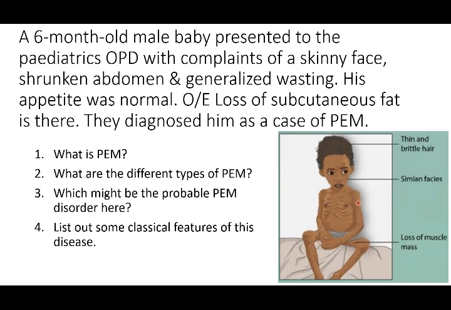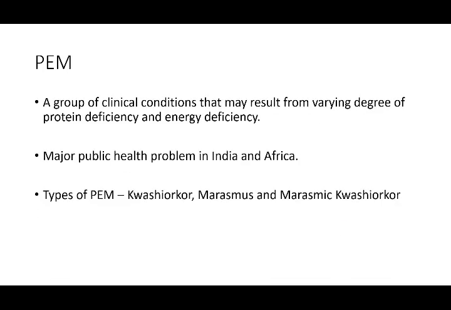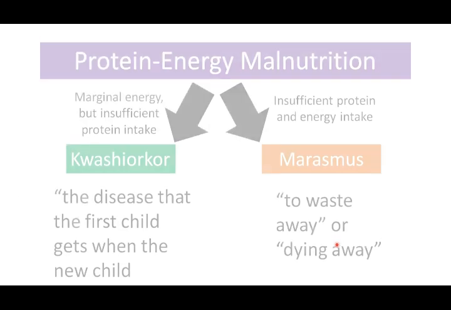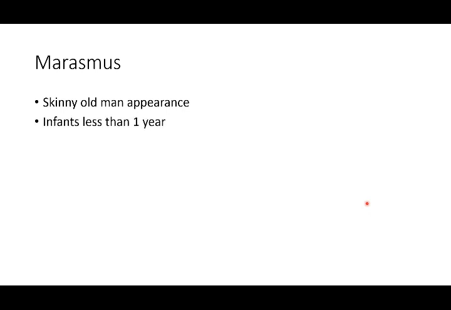You can diagnose easily that this is marasmus, that is, generalized wasting, and you have simian facies, loss of muscle mass, and no edema present anywhere. So it is mostly in favor of marasmus. So the same definitions that we saw just now in the earlier slide apply. In marasmus, the symptoms are a skinny old man appearance, or simian face. Infants less than 1 year are usually affected. The baby would be alert, not irritable. They will be alert mostly.